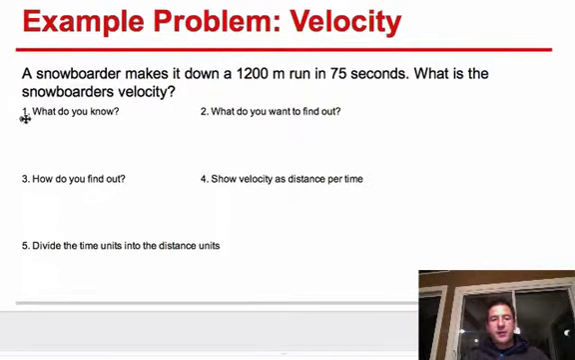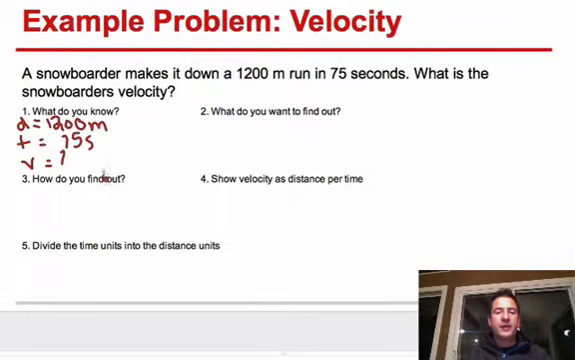Okay, so the first thing, well, we know that the distance is equal to 1,200 meters. We know that the time is equal to 75 seconds, but we don't know the velocity. So we need to find that.